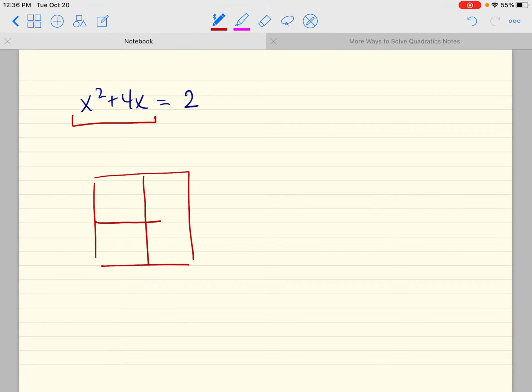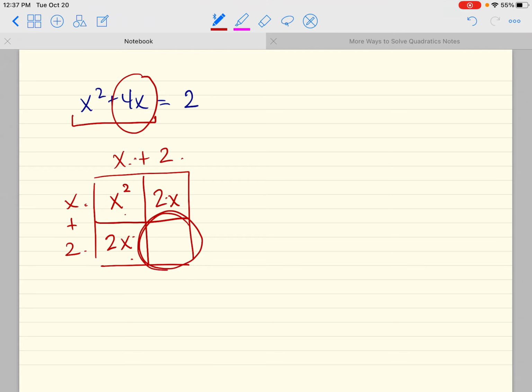So let's think about what we have in this situation. I know I have an x squared, and if I have four x's, I want to evenly split those up, because if this is a perfect square, these two terms should match. So if I've got four x's there, I want two of them to go here and two of them to go here. Well, the only way for that to have happened is if I had an x plus 2 here and an x plus 2 here, right? X times x would be x squared, 2 times x would be 2x, 2 times x would be 2x.